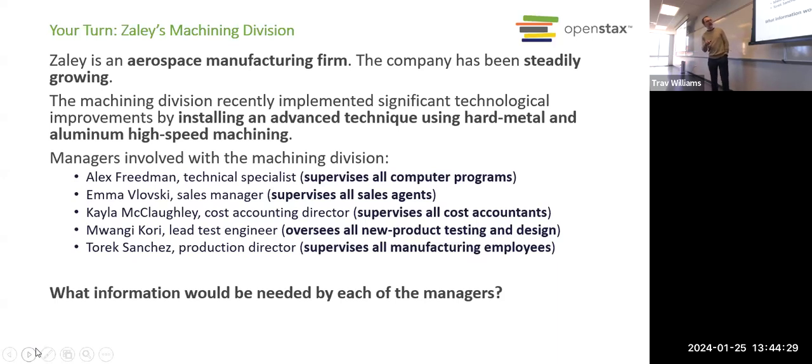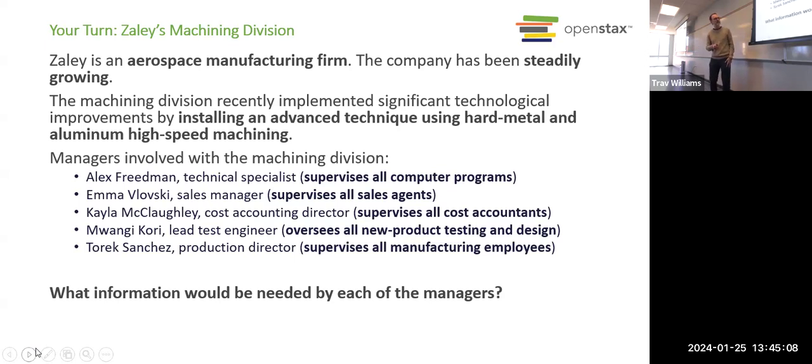Okay, how about Kayla here? She is a cost accounting director. So she oversees the accountants that keep track of costs. What information does she need? How many cost accountants are there? Okay, their job descriptions. What else? So how much the company is spending, because that's what they're tracking is costs, right? But also how much are we spending on these workers? Because we have to pay them, right? They each have a certain salary. All right, anything else?